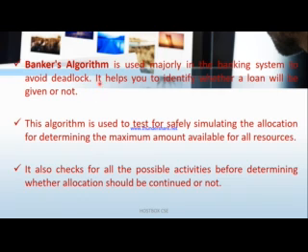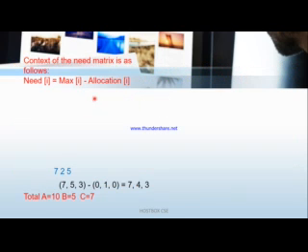You have to remember two points already discussed: whether a system is in a safe state or an unsafe state. If a system is in a safe state, there is no deadlock. If a system is in an unsafe state, there is a possibility of deadlock occurring. This is for Banker's algorithm, and before calculating, let's take an example. You can solve this one.